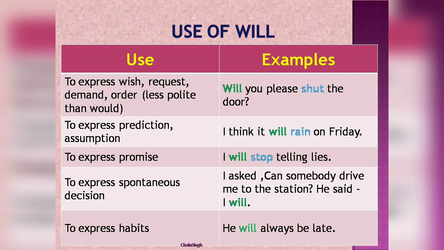Now we'll go to the use of will. First, to express wish, request, demand, order. It is less polite than would. Example, will you please shut the door? Second, to express prediction or assumption. Example, I think it will rain on Friday. Third, to express promise. Example, I will stop telling lies.